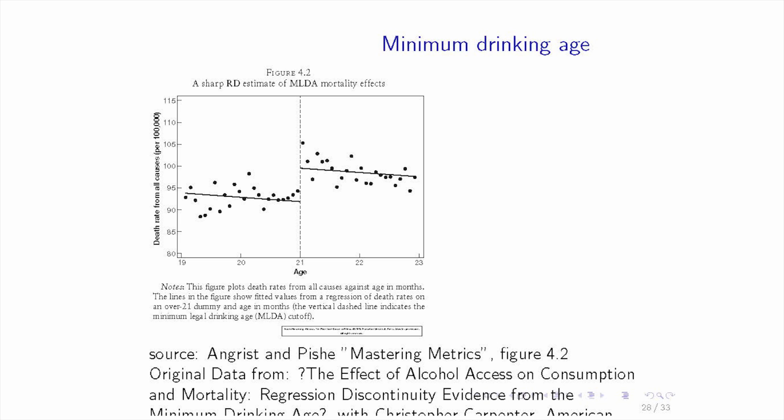Here these lines are parallel because you've assumed that they were parallel. The estimated lines are parallel. In fact, it doesn't seem to be a very bad approximation of the graph, but it's assumed in this case.